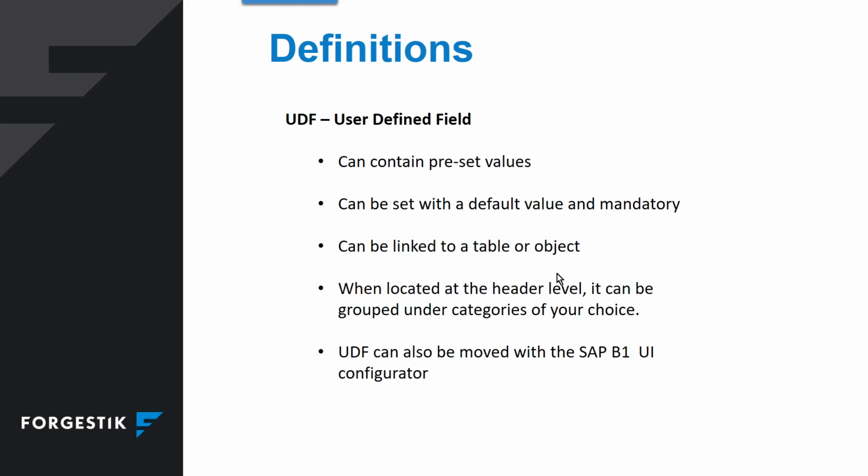When located at the header level of a document, we can group them under categories. In some cases, companies would have a lot of user-defined fields, and it's going to be hard to look at them all at once. So they just categorize them and show them by set. They could have a set related to transportation, another set related to some characteristic of the product on the sales order itself.